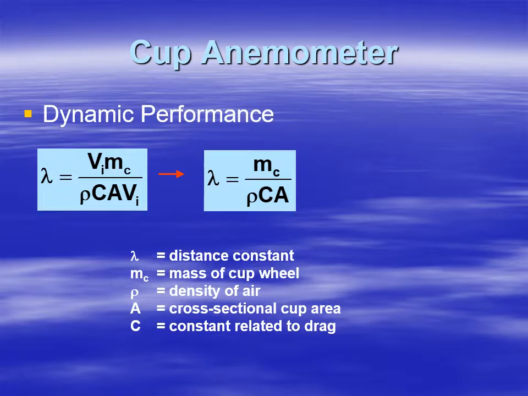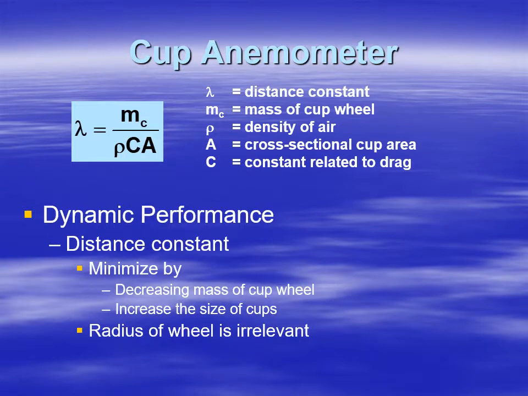So this is really an important equation. It tells us that the distance constant, of course, depends upon the mass. The bigger the mass of the anemometer, the cup wheel, the longer the distance constant. And also the bigger the area of the cup, or the coefficient of drag, the shorter the distance constant. So you want a light cup wheel made of plastic instead of iron, and you want lots of coefficient of drag, and you want a big area to minimize your distance constant. So that's what this equation says.